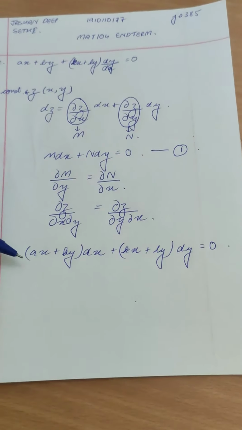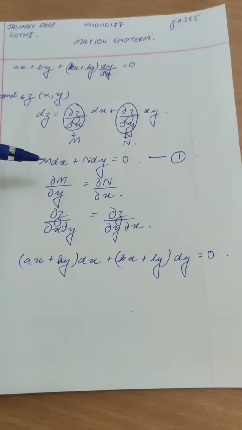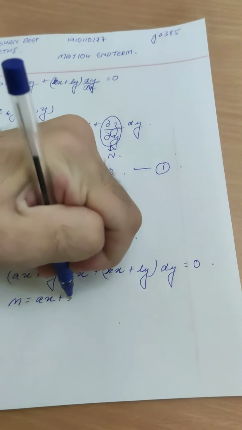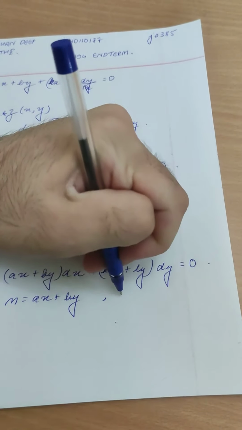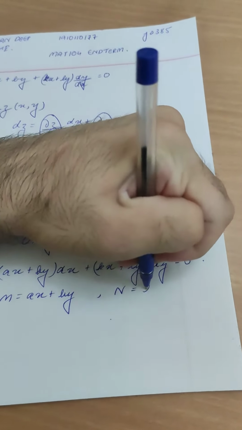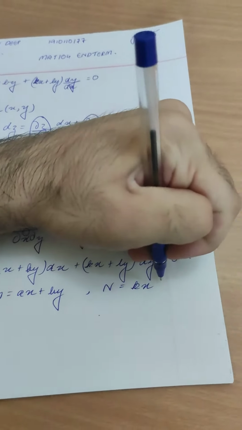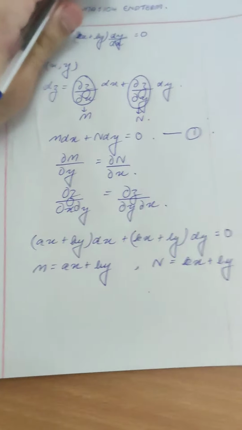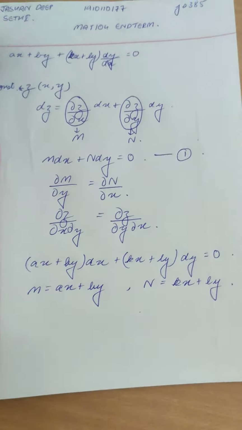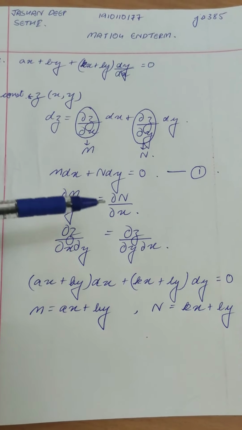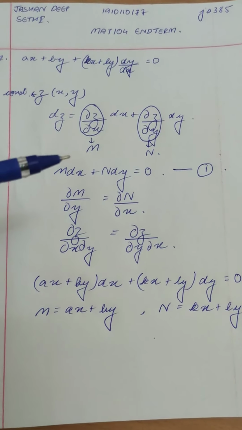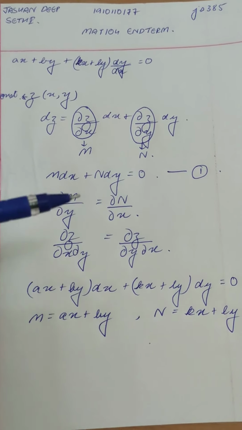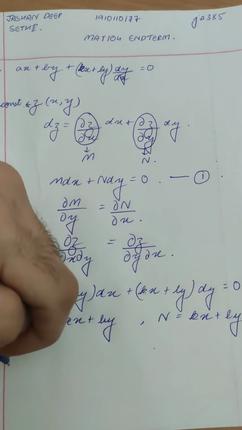Now if we compare this equation with the standard form, we get M equals ax plus by and N equals kx plus ly, right? Now we have to prove this equation first in order to prove that this is an exact ODE. So this equation needs to be proved. So we put the values of M and N into this equation.